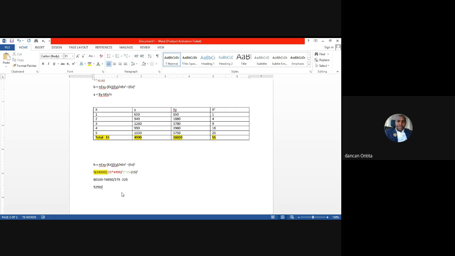50. Then now do 5250 divided by 50. 105. Thank you. So that 105 is the value of B. So B is equal to 105.